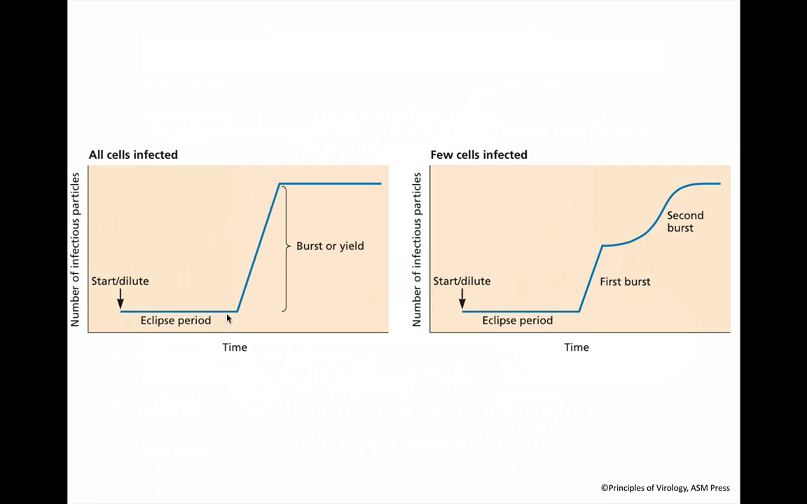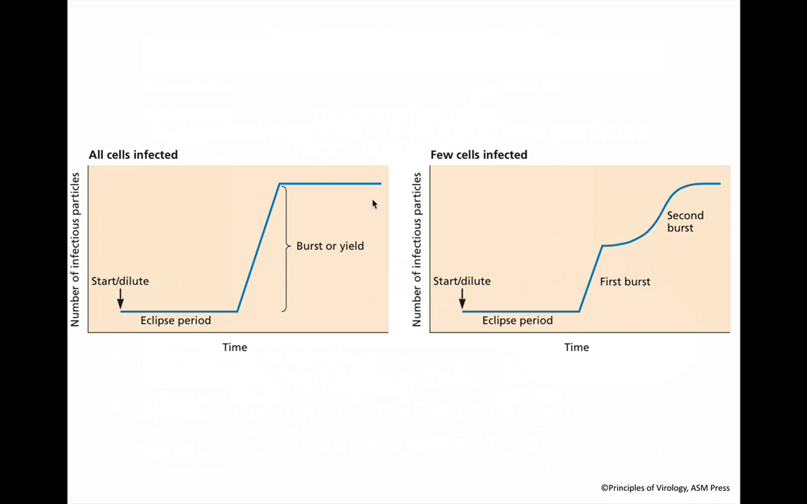So there's an eclipse period, which is defined as simply the time during infection when new virus particles are made, but they're not made yet. And then when you first detect infectivity in the experiment, that's when the new virus particles are completely assembled and now they're infectious. They can cause an infection on, say, a plaque assay. Eventually you exhaust the culture, you kill all the bacteria, and so no virus particles can be made. So the two terms here are the eclipse period and the burst or the yield.